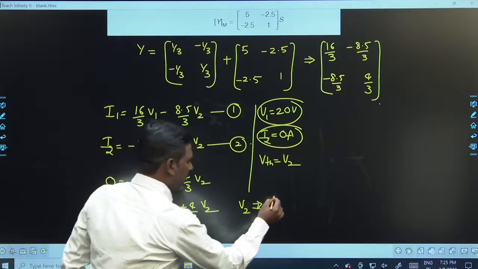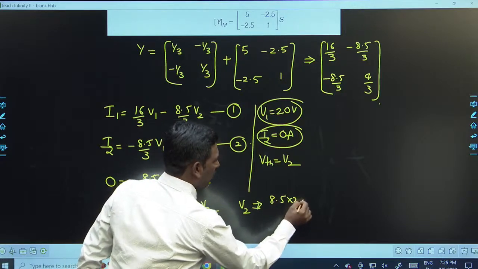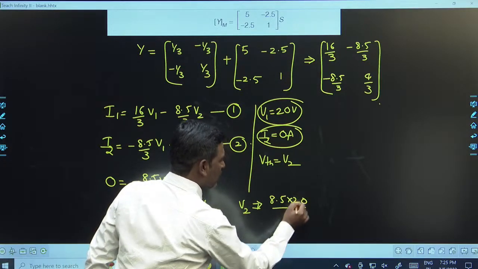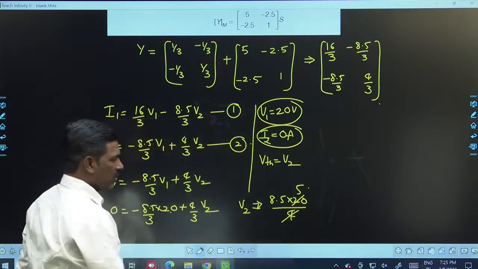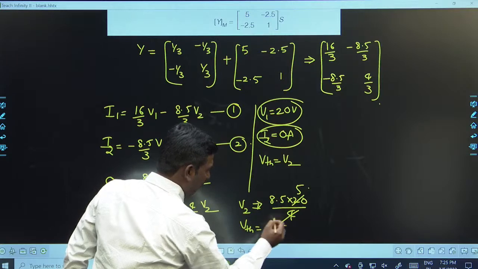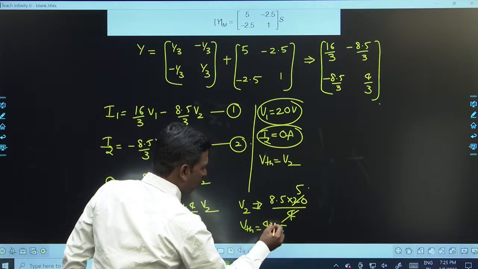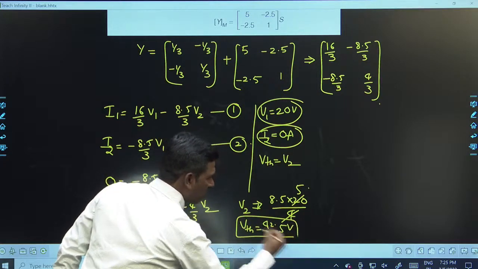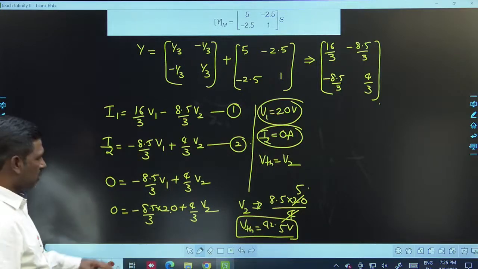So V2 is equal to 8.5 into 20 by 4. 4 ones are 4, 5 fives are 25, 5 eights are 40, so V2 is nothing but VTH, which is 42.5 volts. This VTH value is 42.5 volts.